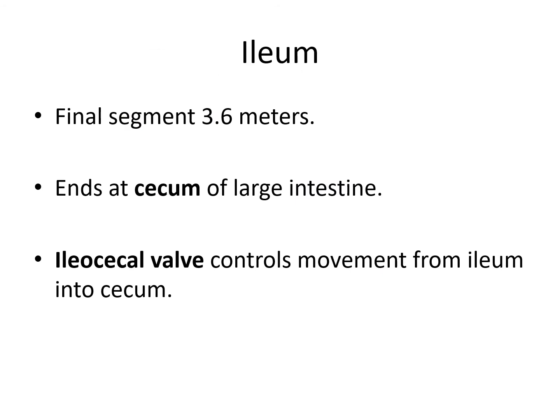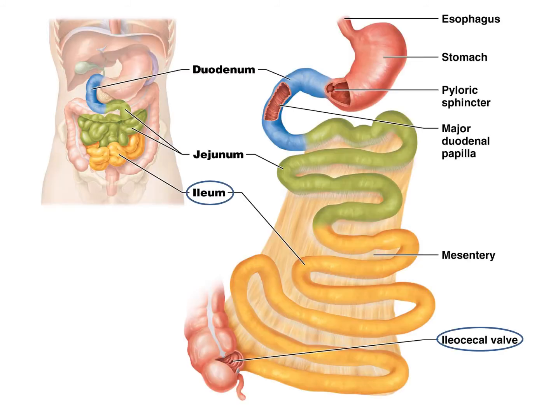The ileum is the last part of the small intestine and is the longest, about 3.6 meters. And it ends at the cecum, where it joins the large intestine. And as you might expect, the ileum has what's called the ileocecal valve, which controls the movement from the ileum into the cecum. So here in yellow is the ileum. Notice the spelling is different from the bone ilium, here with an E instead. And here's the ileocecal valve that separates the small intestine from the cecum of the large intestine.